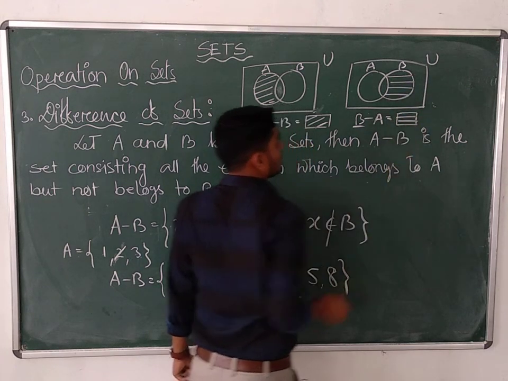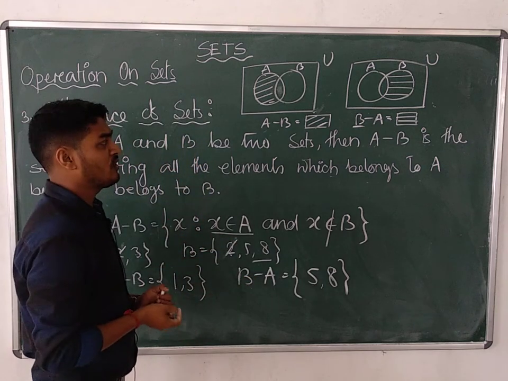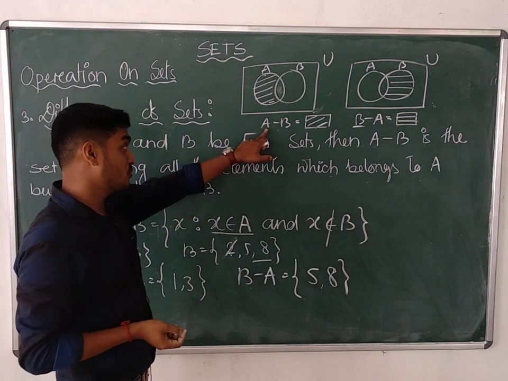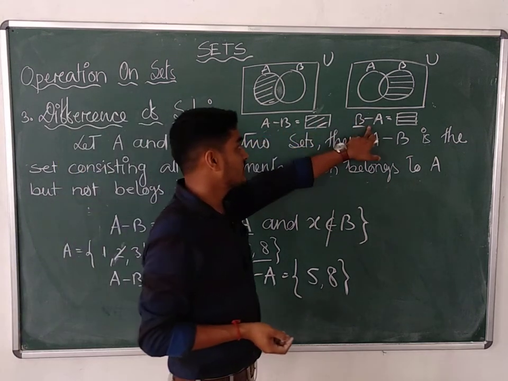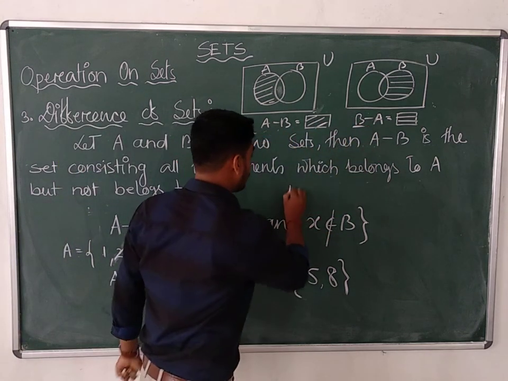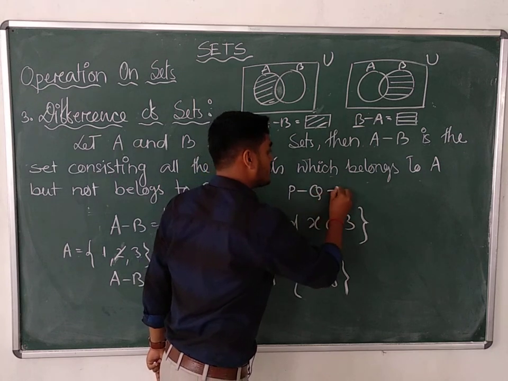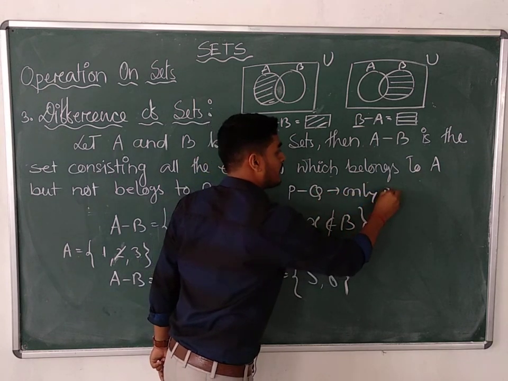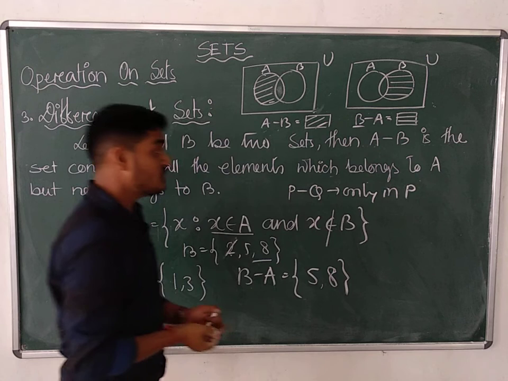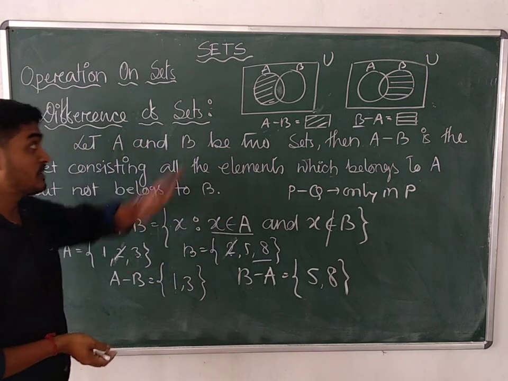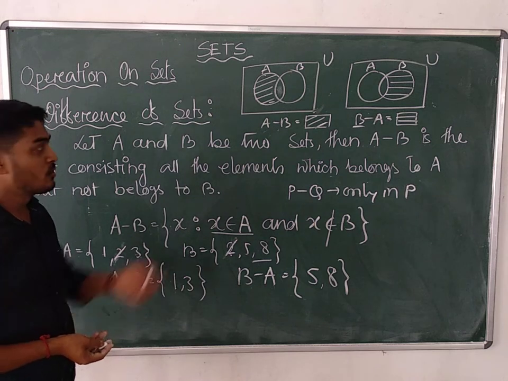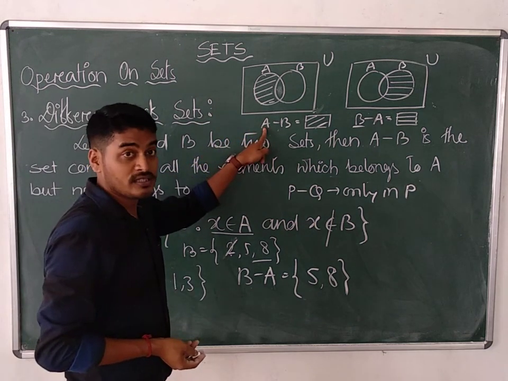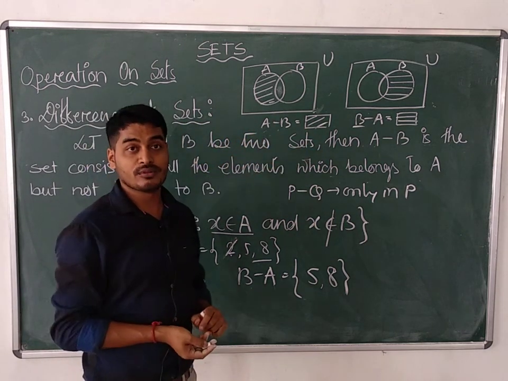So this expression A minus B is also known as only in A. This one is known as only in B. Suppose P minus Q, this one is known as only in P, like that. So in this way you can easily represent it. So this is a representation of Venn diagram. B minus A and A minus B are totally different. In A minus B, A will have the importance. In B minus A, B will have the importance.